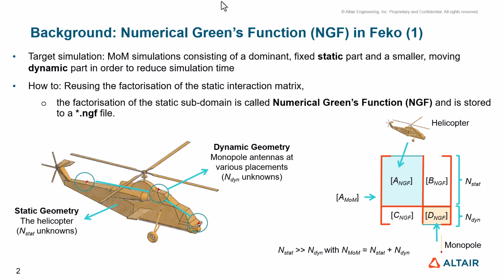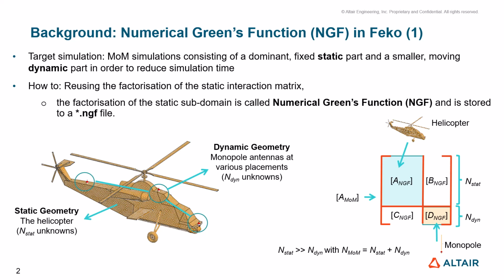Here's some background. MoM, or method of moments, simulations typically have a large system matrix, which probably causes long runtimes and huge memory consumption. With the numerical Green's functions, you have the option to divide your model into a static part and a dynamic part. The dynamic part is typically a part that can be moved around in the model, while the static part is, like the name says, fixed.